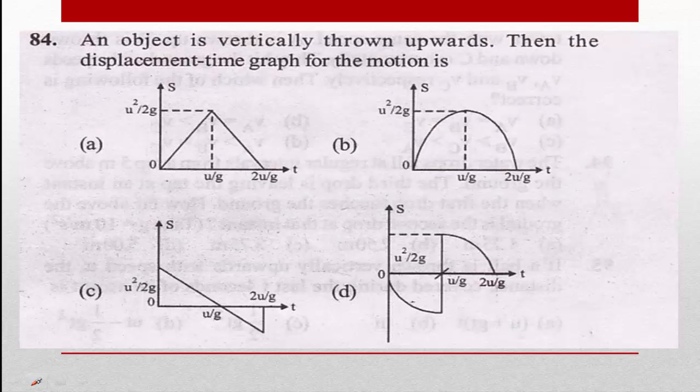Then question number 84. An object is vertically thrown upwards. Then the displacement-time graph for the motion. When the particle is thrown up with the initial velocity u, the displacement at any time t is s equal to ut minus 1 by 2 g t square, because a equal to minus g. Here the graph should be a downward parabola.